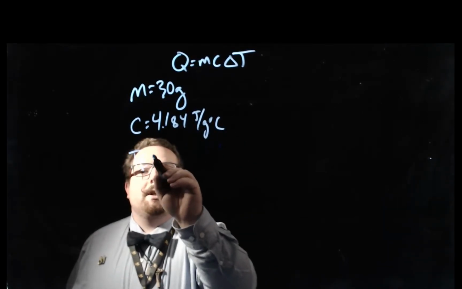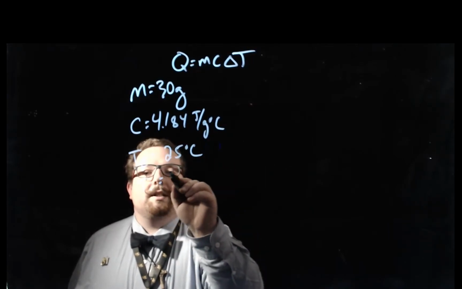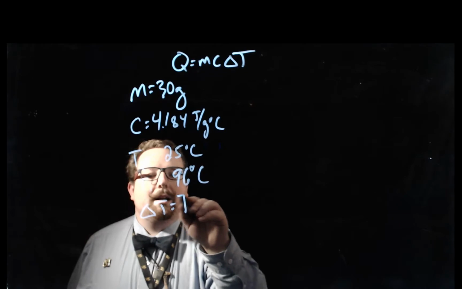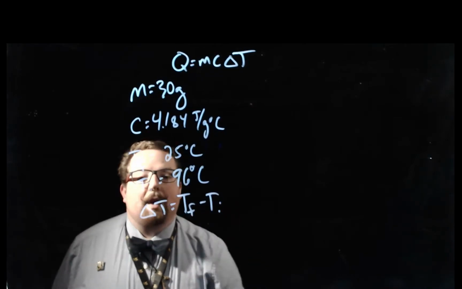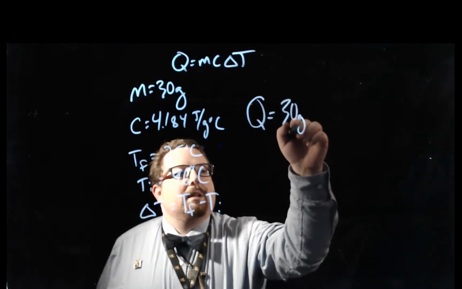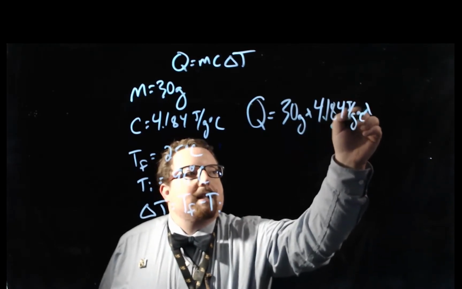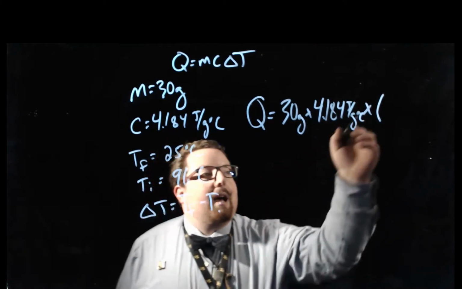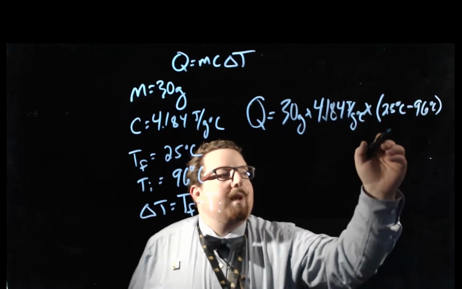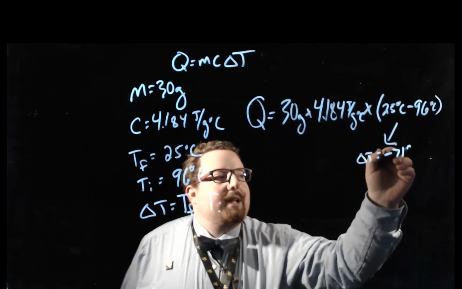The final temperature, that's the temperature it ended up as, is 25 degrees Celsius. The initial temperature was 96 degrees Celsius. And the change in temperature we find by taking the final minus the initial. So we just plug all of this into our equation. We get that the heat is equal to 30 grams times 4.184 joules per gram degree Celsius times, in parentheses, our final degree minus our initial degree. When you do that, the delta T then will equal negative 71 degrees Celsius.